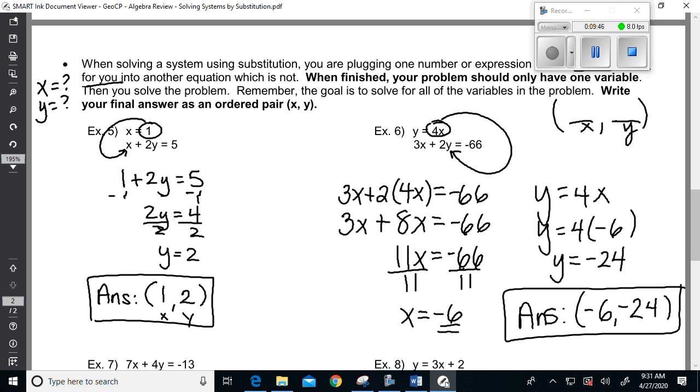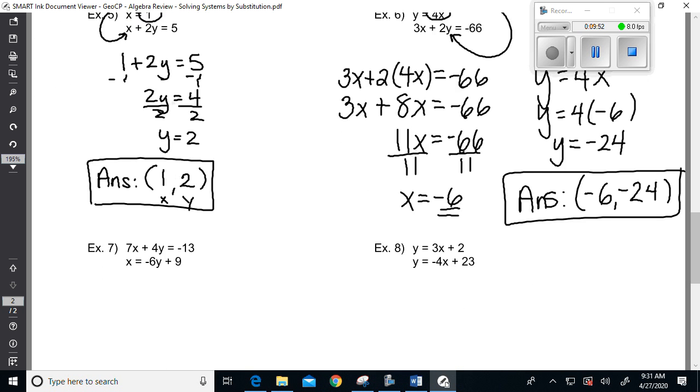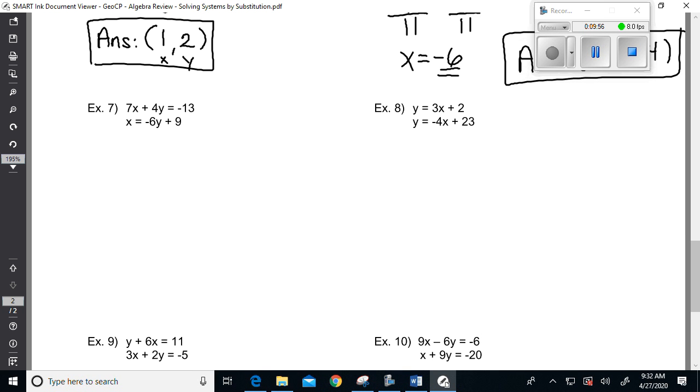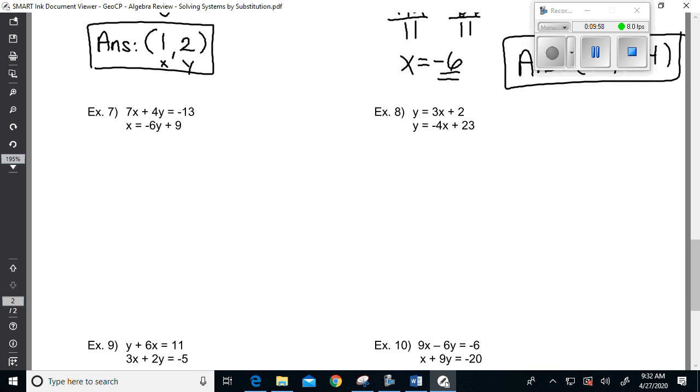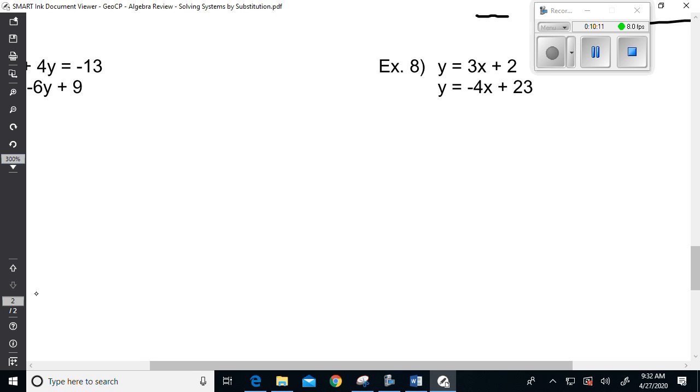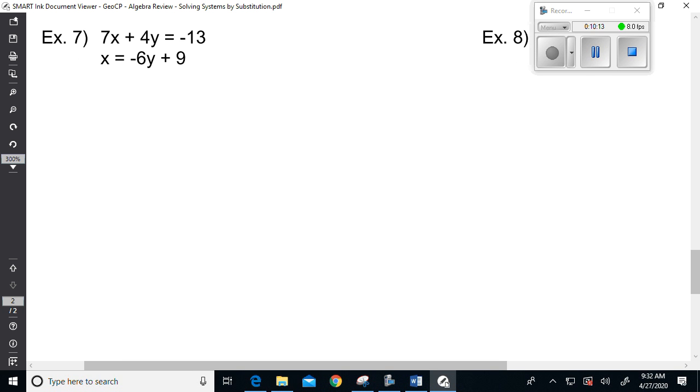So first two examples are very general, very basic examples of substitution. Let's do a couple that are a little bit more developed. So example 7, you have 7x plus 4y equals negative 13, and x equals negative 6y plus 9. Blow this up a little bit just to give myself a little bit more room.